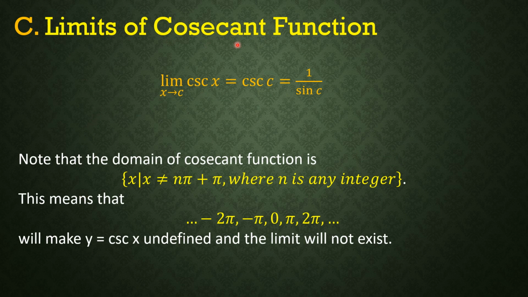So now let us talk about the limits of the cosecant function, and cosecant x is 1 over sine x. So the condition here is sine x should not be 0. In the substitution, sine c should not be 0, because 1 over 0 will give you undefined, and the limit will not exist. Now, in the domain of the cosecant function, we need to recall that we can use any real value x except all multiples of pi. So we disregard negative 2 pi, negative pi, even 0, because 0 and 2 pi are coterminal. 2 pi and all multiples of pi, we are going to disregard.